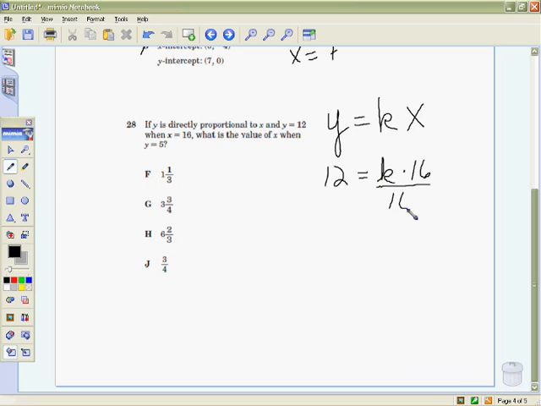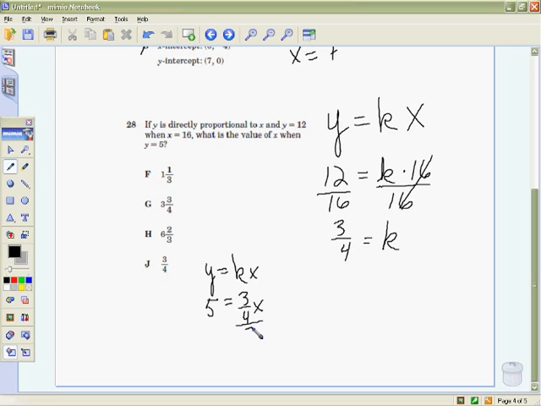So let's divide by 16. That goes away. So k is equal to 12 over 16, which is a fraction that reduces by a common factor of 4. 4 goes into 12 3 times. 4 goes into 16 4 times. So k is 3 over 4. So what is the value of x when y is 5? Well, now we have k, so we can come back to our y equals kx. And it tells me that it wants to know what is the value of x when y is 5. So y is 5. I don't know x, but I do know k. K is 3/4. So I have 3/4 x, and I can solve for x.